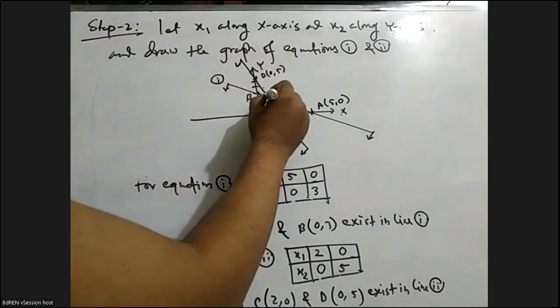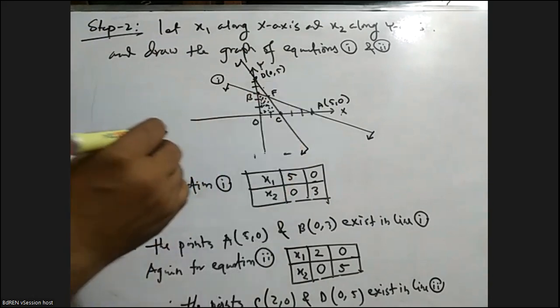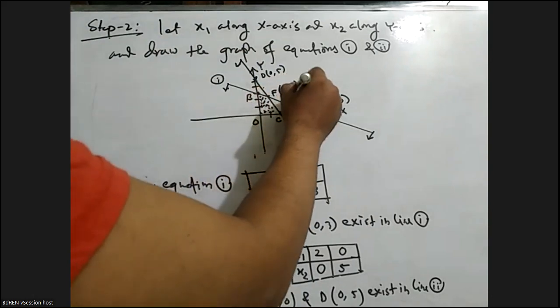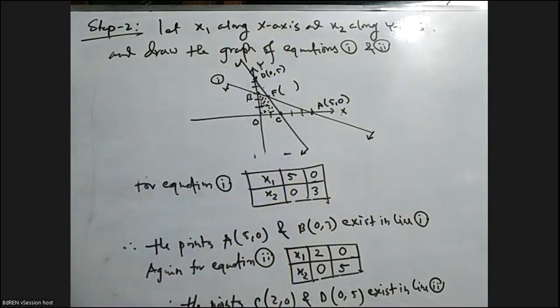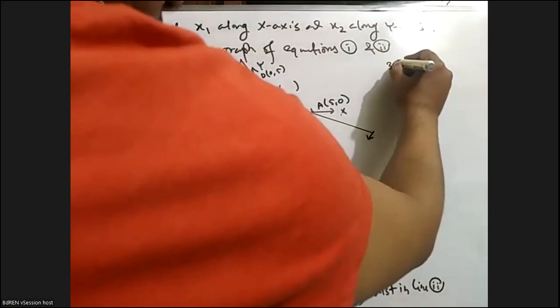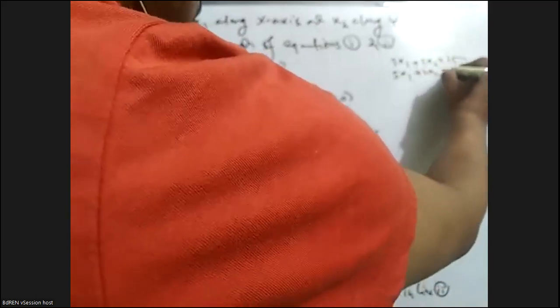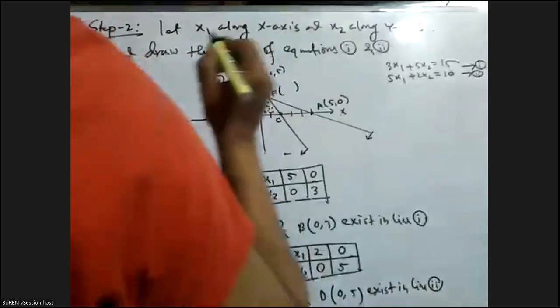1, 2, 3, 4. This corner point, suppose F. So what will the F point be? The intersection point of equation line 1 and 2. Equation line 1: 3x1 plus 5x2 equals 15. And 5x1 plus 2x2 equals 10. This is equation line 1 and this was equation line 2.